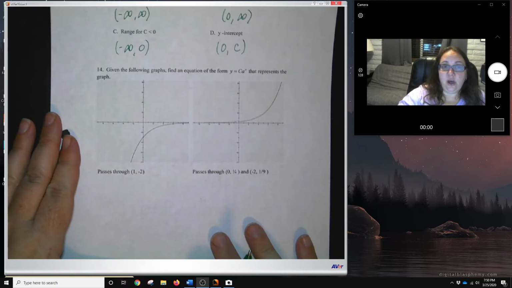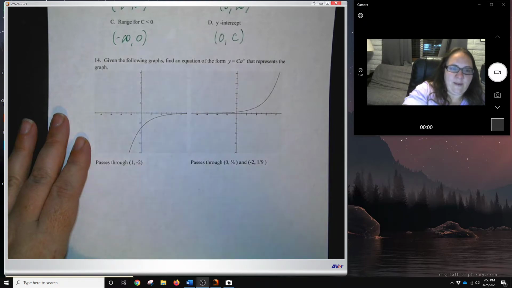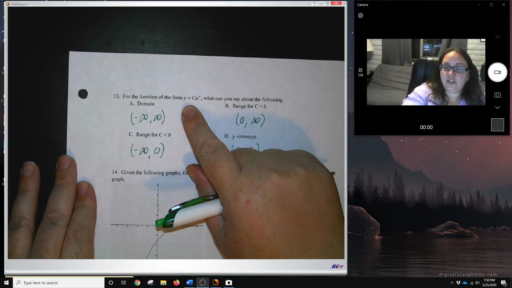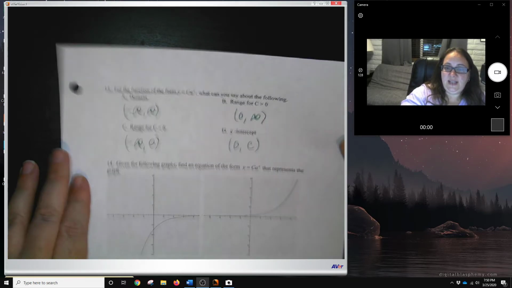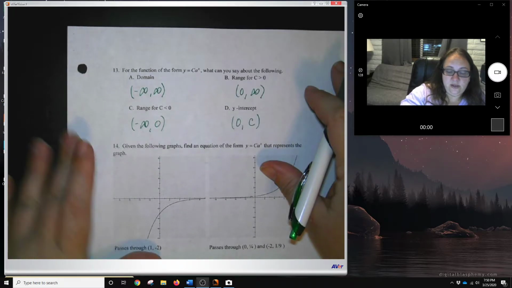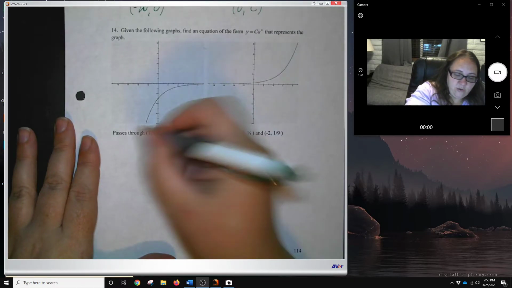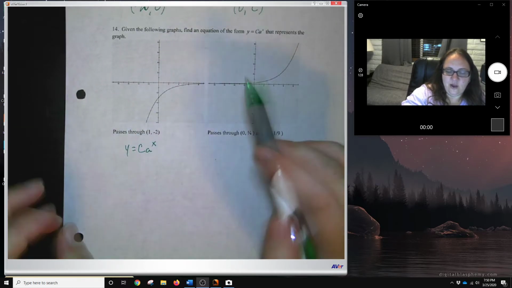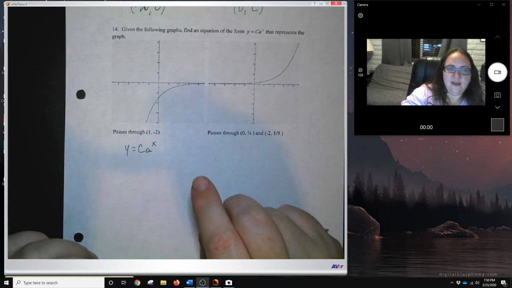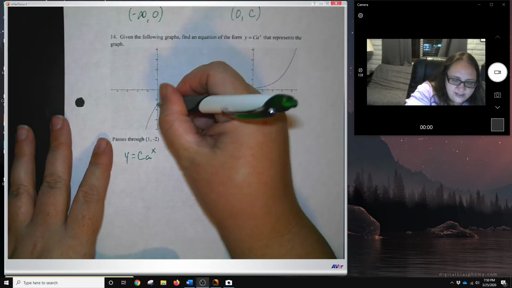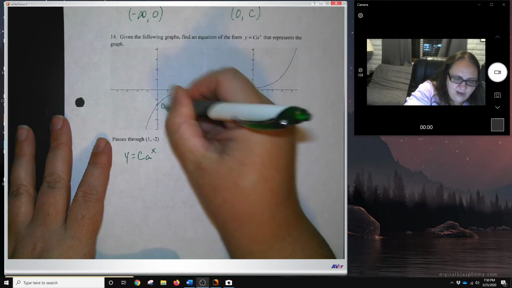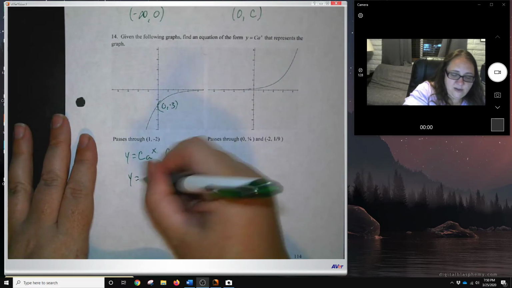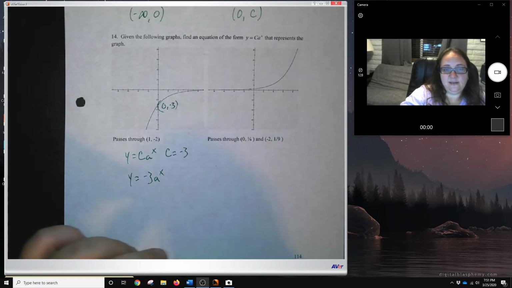Okay, so here, remember that the basic equation for these exponential functions is y equals c times a to the x, where c is my y-intercept. So here, I'm always going to start with y equals c times a to the x. Here, I have a y-intercept of (0, -3). So that means that c is -3. So then y equals -3 times a to the x.